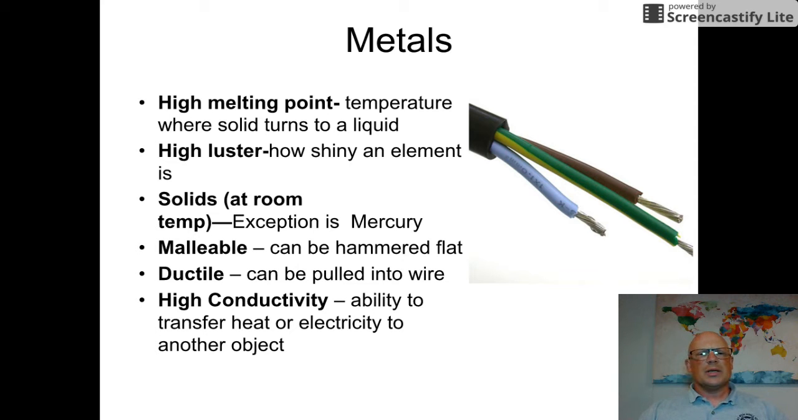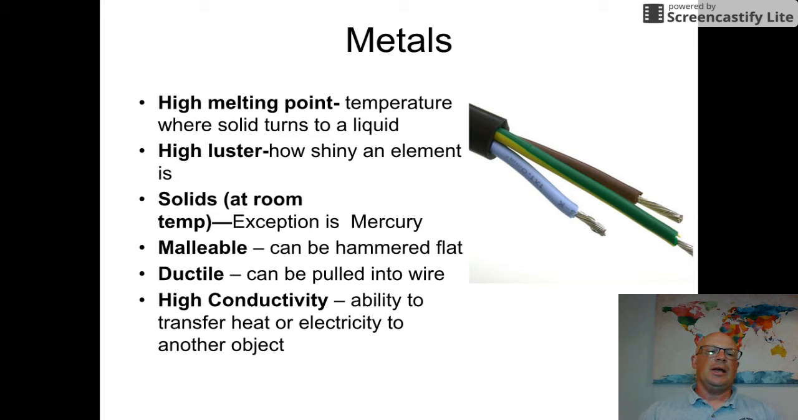A couple of words that you may not have heard before. One is metals are malleable. This means that they can be hammered flat. That's why we can use metals for roofs or even for cars and things like that, because it can be flattened out into sheets. They're also ductile. Ductile means that they can be pulled into wires, so they can be stretched out and become very thin. And then they have a high conductivity.